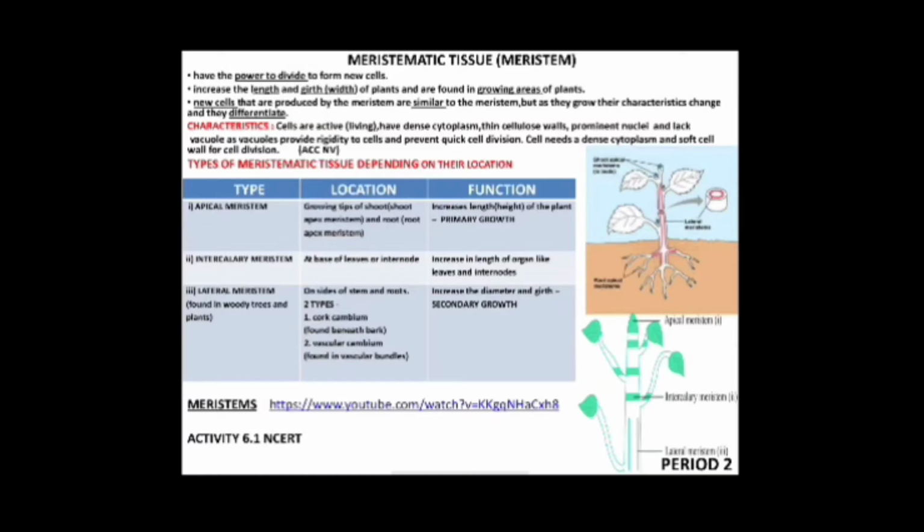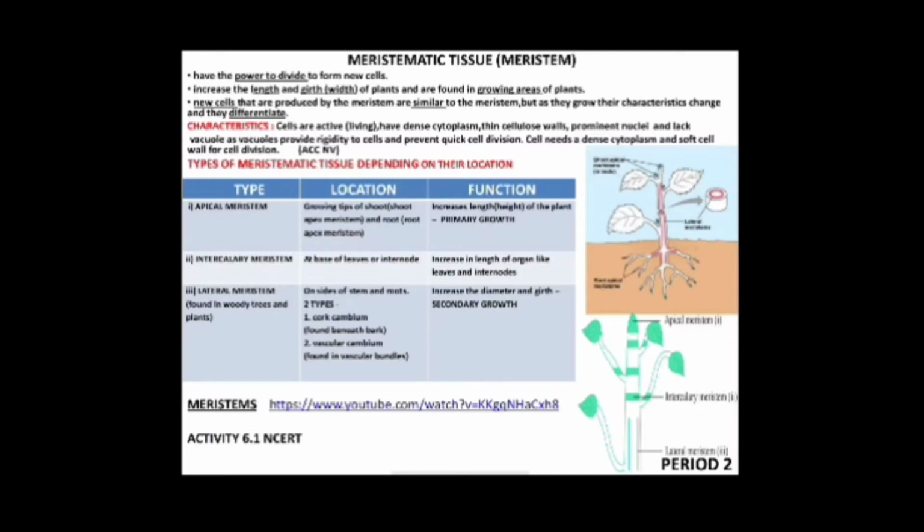The apical meristem is located in the growing tips of shoots and roots. The main function involved is increasing the length of the plant, that is, primary growth. The intercalary meristem is located at the base of leaves or internodes. The main function it performs is increasing the length of organs like leaves and internodes. Lateral meristem is found on the sides of stem and roots. They are of two types, cork and vascular cambium, and the function it plays is increasing the diameter and girth, that is, secondary growth.